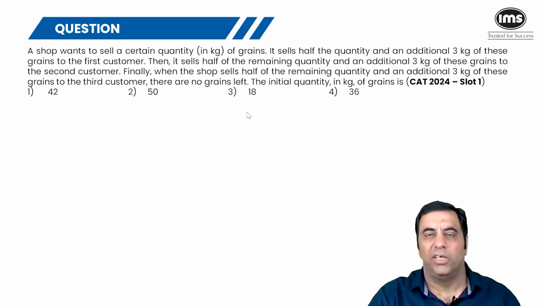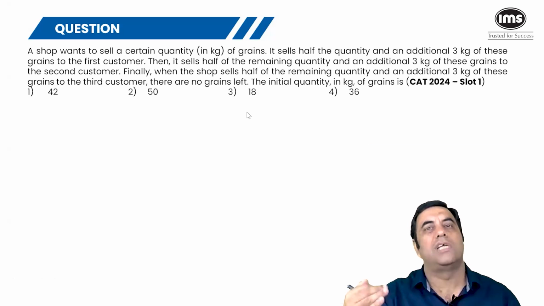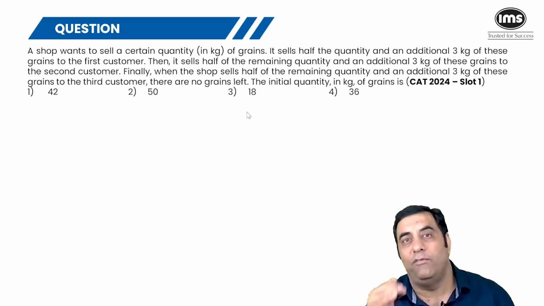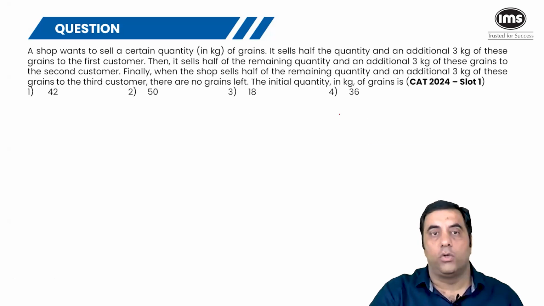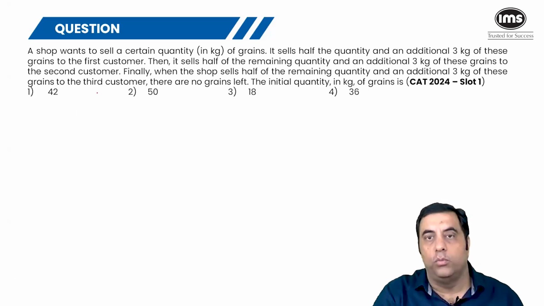Now, generally, one way of solving this question is playing with the options. The second way is to start making an equation. So let's look into this. If you have to make an equation, what should be the right process for doing it? Let me assume that the initial quantity of the grain is X kg.